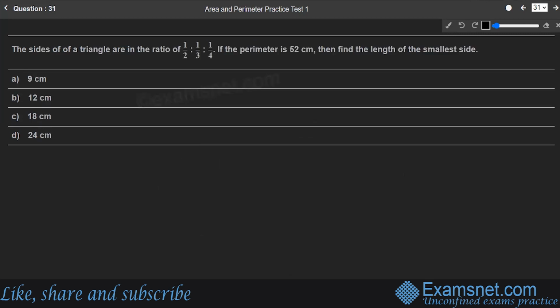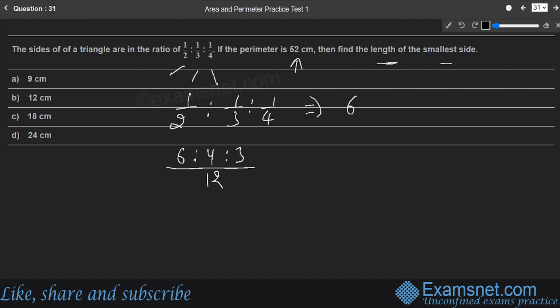Now he says the sides of a triangle are in the ratio 1 by 2 is to 1 by 3 is to 1 by 4. If the perimeter is 52 centimeter, then find the length of the smallest side. Clearly we'll have to convert this ratio into the normal whole numbers ratio. For doing that, we can take the LCM of the denominators. LCM of 2, 3, 4 is clearly going to be 12. Now 2 divides 12 by 6, so it is 6. 3 divides 12 by 4, so it is 4. 4 divides 12 by 3. So ultimately this ratio is actually 6 is to 4 is to 3.